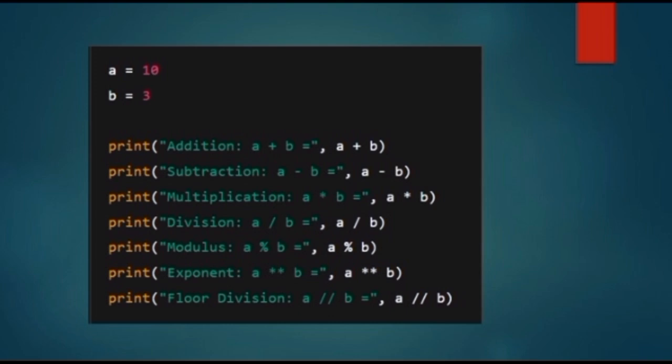Next, let's take an example for all the operators. The slide contains Python code demonstrating the different arithmetic operators using two variables, a and b. The code initializes a equals 10 and b equals 3. Then we perform the calculations: it prints the result of addition, subtraction, multiplication, division, modulus, exponentiation, and floor division. Each operator helps manipulate numbers in different ways.